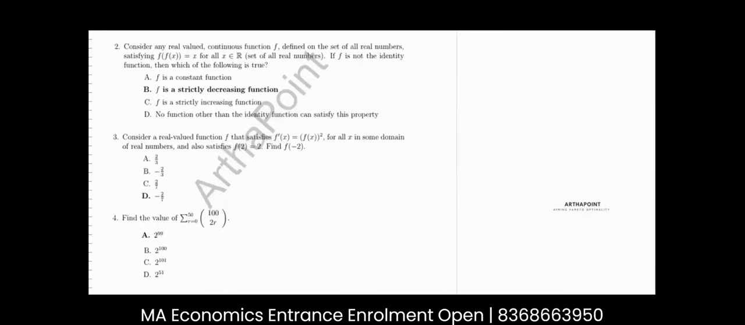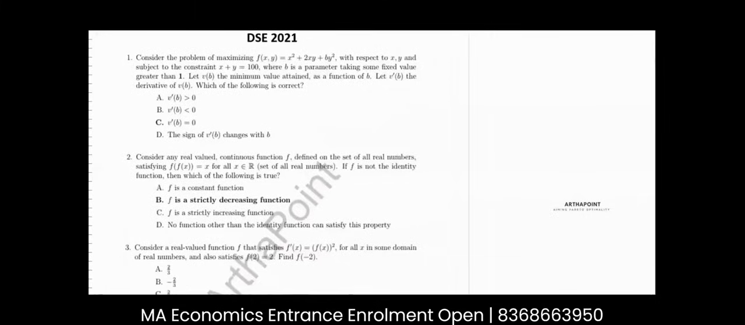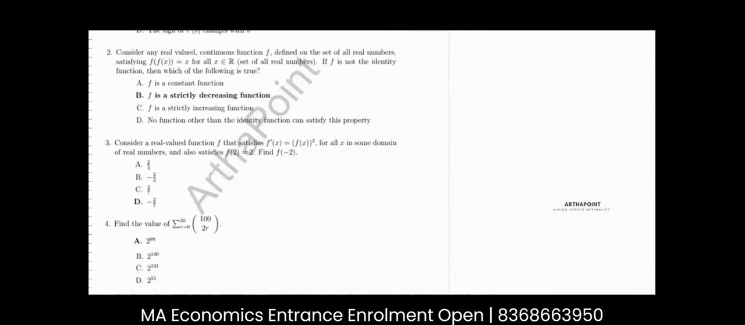Consider question number 2 of the DSC 2021 paper. What is this question saying? Consider any real valued continuous function defined on the set of all real numbers such that f of f of x is equal to x. This is given, for all x belonging to the real numbers.